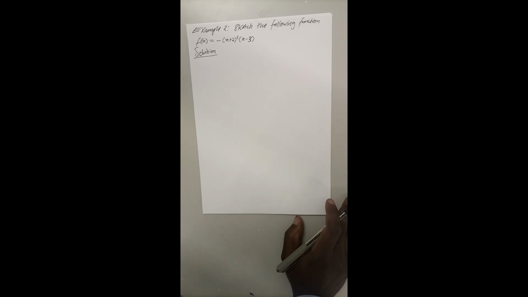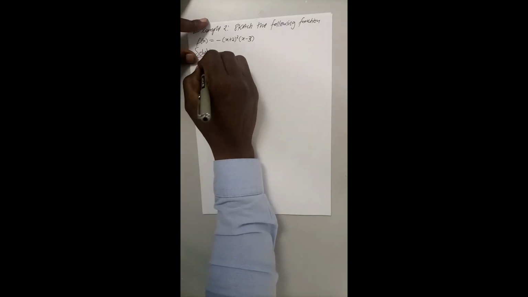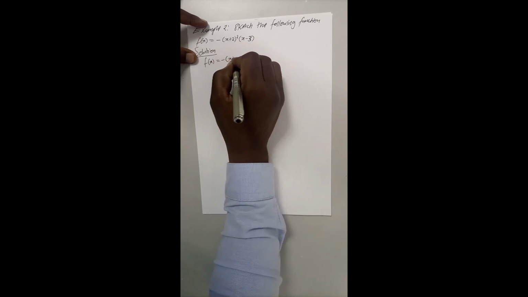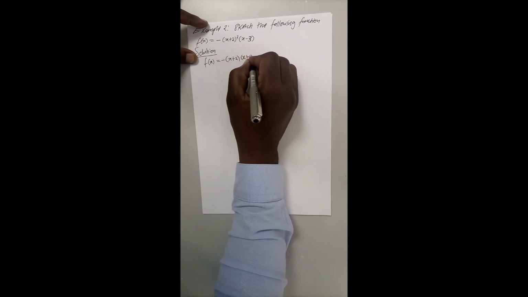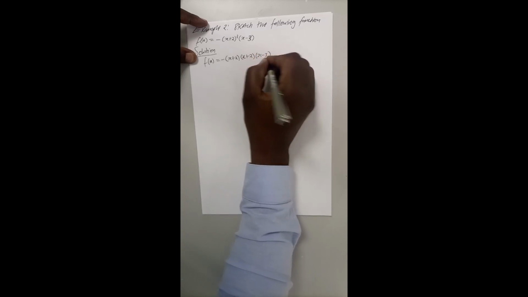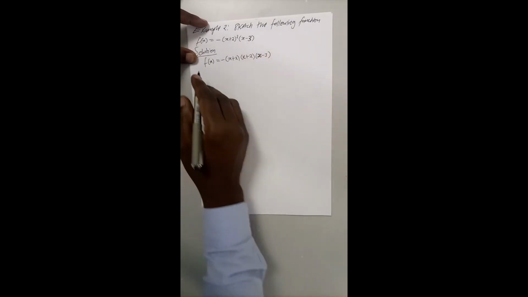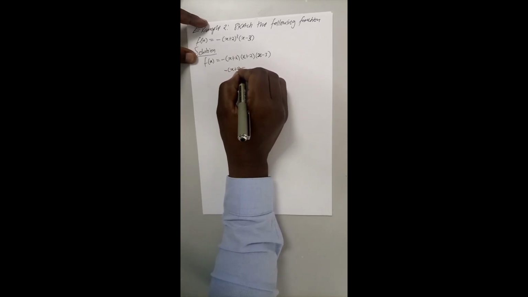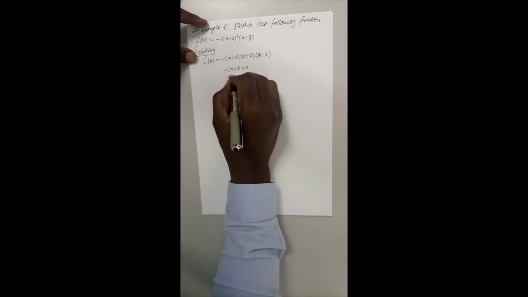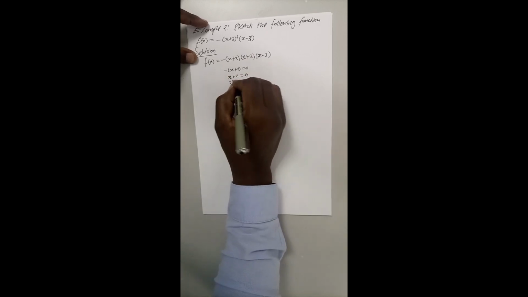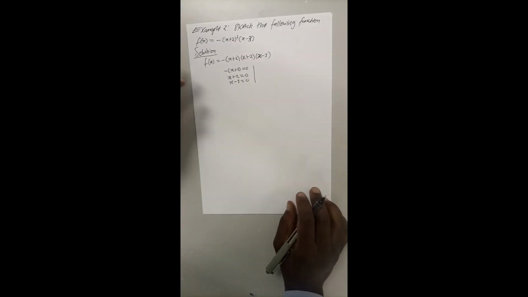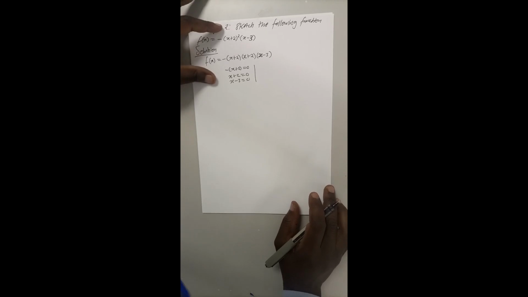So how do you find the roots? By equating each factor to 0. So f of x has got factors x plus 2, x plus 2, x minus 3. These are the factors of this function. Then equate each one of them to 0: x plus 2 equal to 0, x minus 3 equal to 0. Then solve for those linear equations.